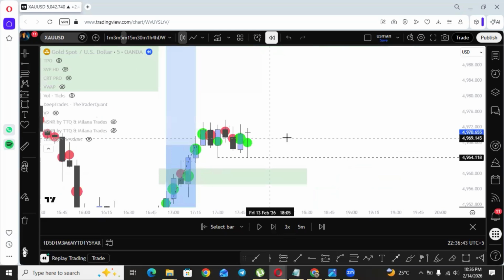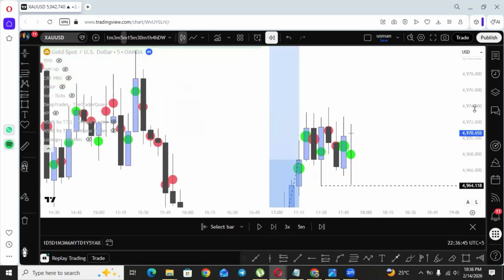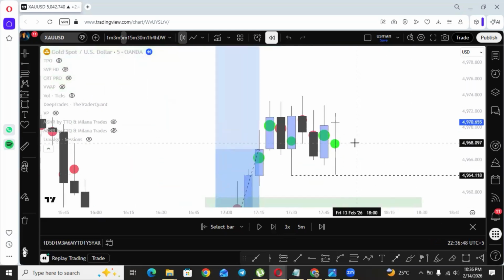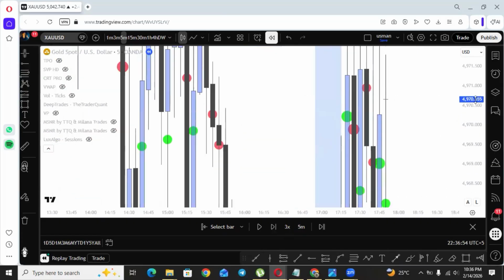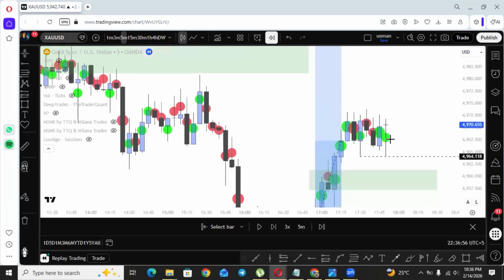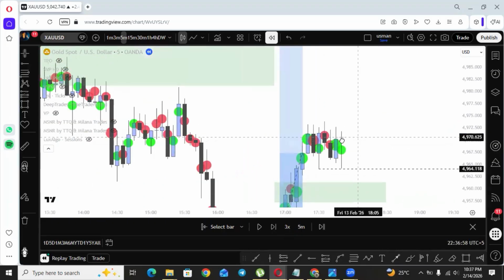Look what happened over here. They tapped at this and buyers again showed their aggression in this candle. It is a sell candle. So let's play the chart. Sellers are exhausting at this point.